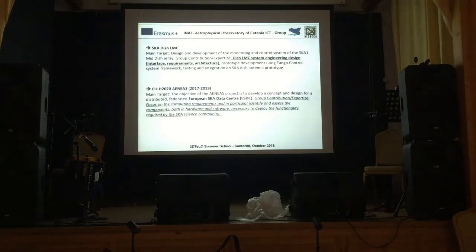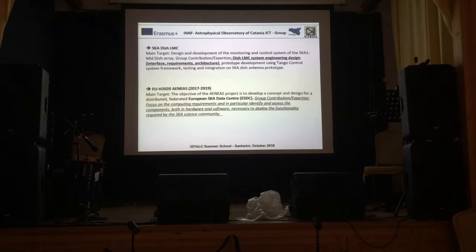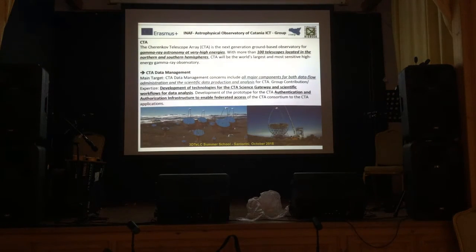In terms of visualization, my group is mainly involved in the local monitor and control of the dishes of the SKA, and in NES, the project that will establish the rules and the main roadmap of the computing centers that will manage the data from SKA. Together with South Africa and the other countries, we are considering deploying unique systems for managing the data in SKA. It's a very big experiment, a very attractive experiment.